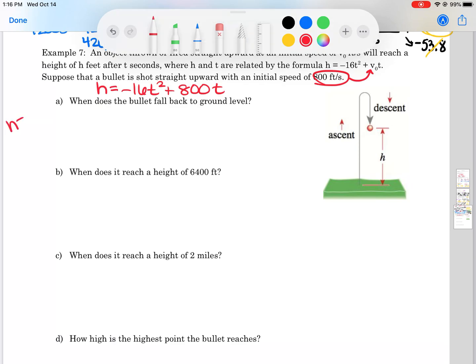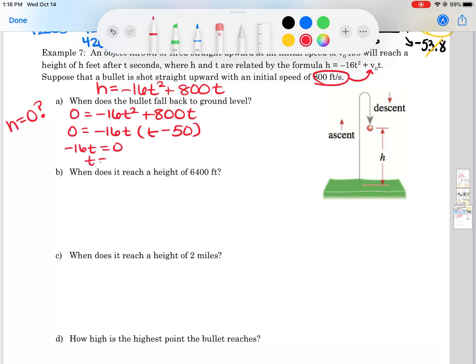So what we're going to do is really ask, when is it going to have a height of 0? So when do we get h equals 0? Well, let's plug 0 in and find out. So 0 equals negative 16t squared plus 800t. I think factoring will be the easiest way here. We can take out a GCF of negative 16t. That's going to give us t minus 50 in parentheses.